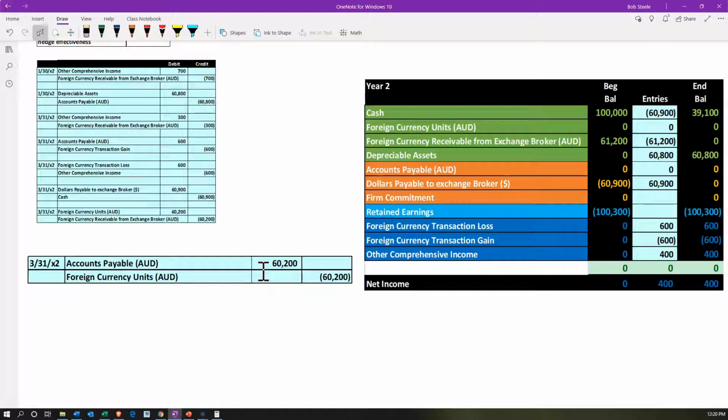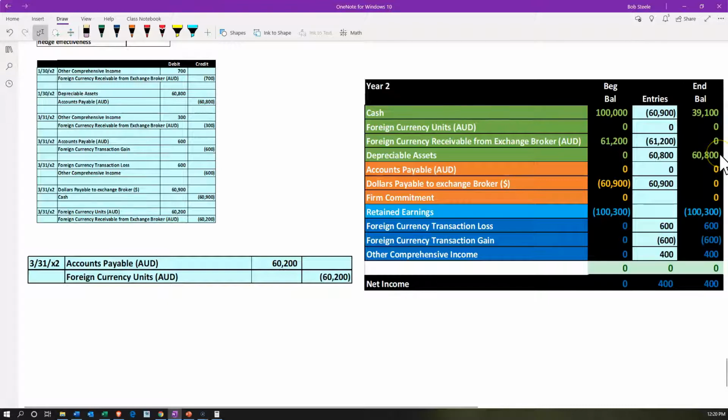We have $60,200 worth of Australian dollars, which happens to be 100,000 Australian dollars that we paid, and we're reflecting it being reduced on our books with our measuring tool, US dollars. So at the end of the day, the cash is here. The foreign currency units have now gone down to zero because we used them to pay off the payable. The foreign currency receivable from the broker is now down to zero.